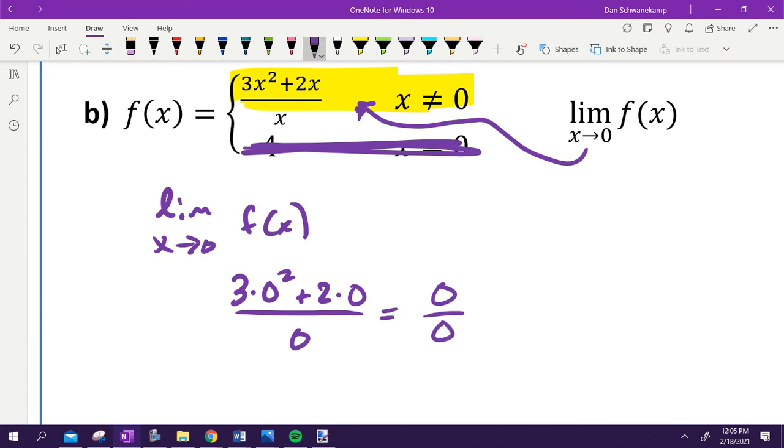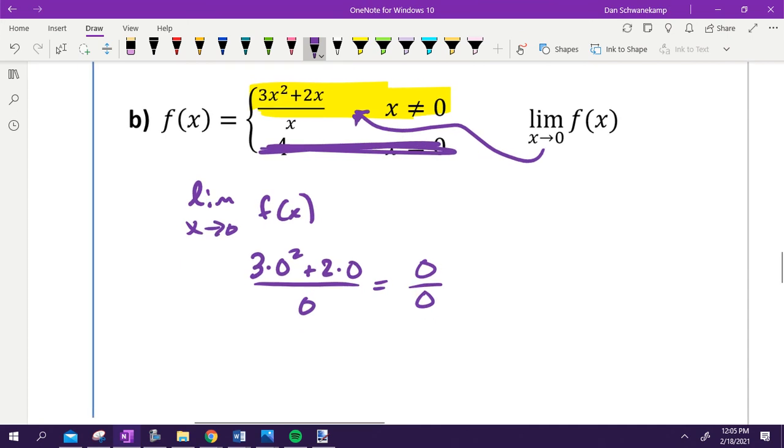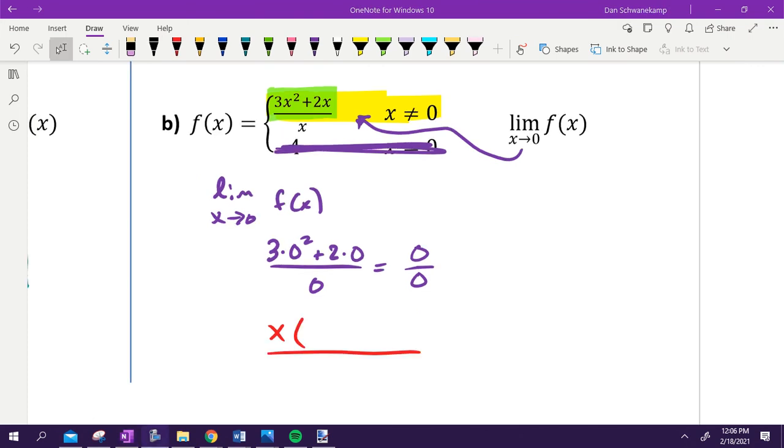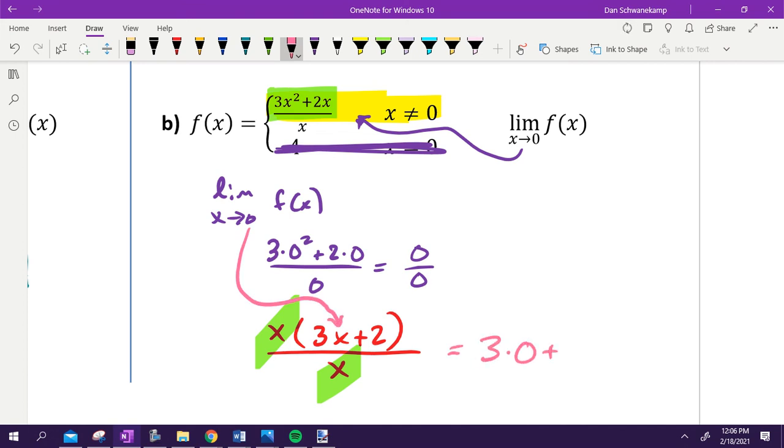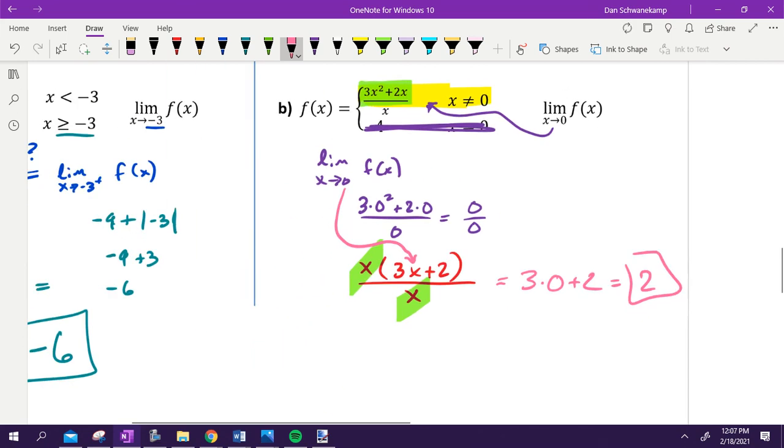What does that mean I need to do? Factor. What can I factor on top of this thing? Take out an x, finish it. We factor on top. Since both things have an x, we take an x out. Then I'm left with 3x plus 2 left over. On bottom, I just have an x. Oh, I got 0 over 0, so something should cancel. I can cancel the x's on both. Once I've canceled the x's on both, all I got to do is take 0 and plug it in. That is 3 times 0 plus 2. My answer is just 2. Make sense on how to find those limits?